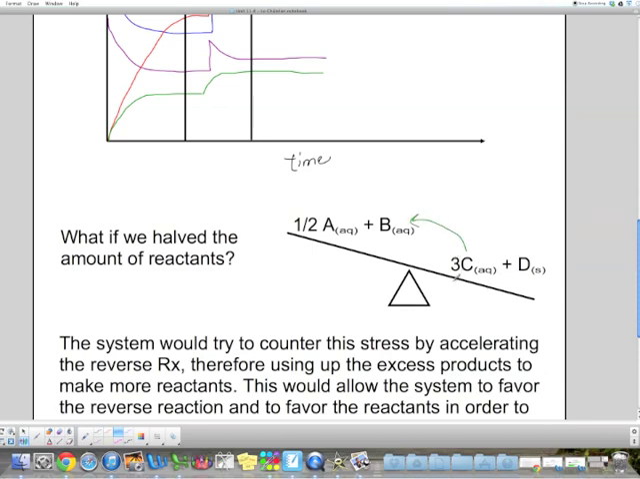We want to take some of this, make it react a little faster, so we make more A and B, and we're going to try and slow down in the meantime this process over here because we don't need more of this, we already have too much. So in this case, the reverse reaction will be favored, the forward will slow down. So the system, in order to get rid of the stress or to adapt to it, will favor the reverse reaction, which in effect will create more reactants and use up some of the excess of the products.